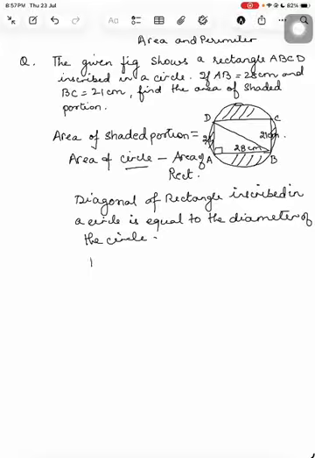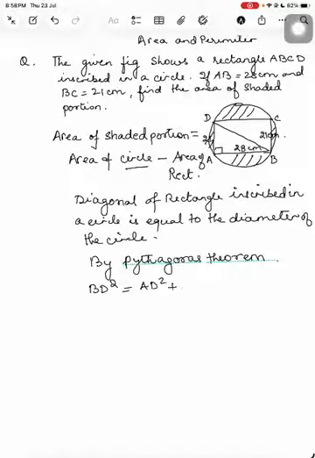So by Pythagoras theorem, we will find the diagonal. So diagonal BD square is equal to AD square plus AB square. Pythagoras theorem: perpendicular square plus base square is equal to hypotenuse square. So BD square is equal to AD square. What is AD? AD is 21 square plus AB is 28 square, right?